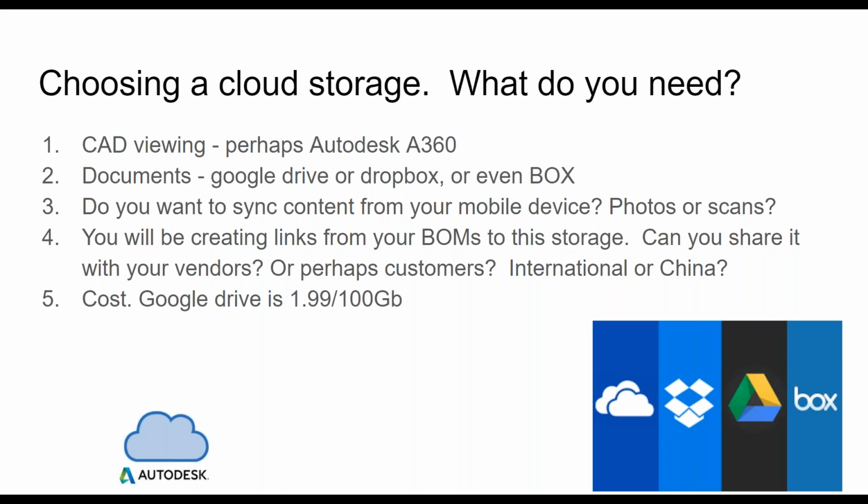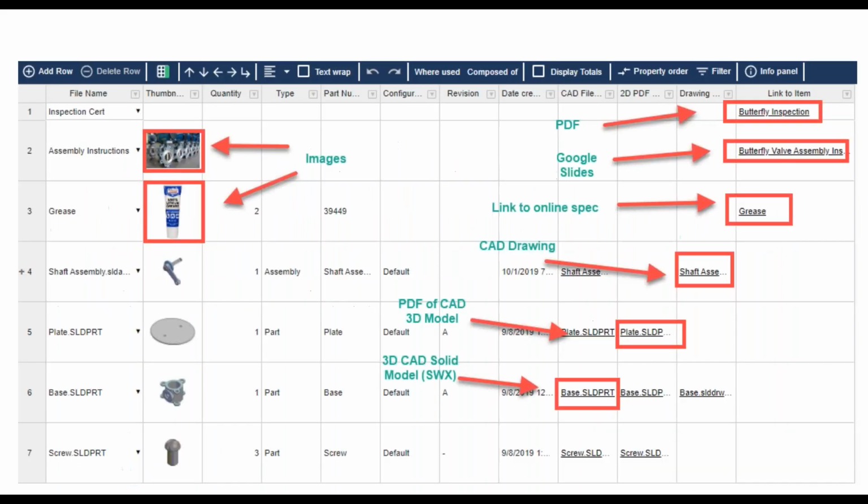And are you going to be creating links in your BOMs to this storage? Will your intended reader be able to access them? Are they international, or perhaps are they in China? Are there some limitations? So these are some of the things to think about. And I just threw in here that Google's cost at $2 a month for 100 gigs I think is a good buy. There's a lot of other options as well. So these are something to think about when you're choosing a cloud storage.